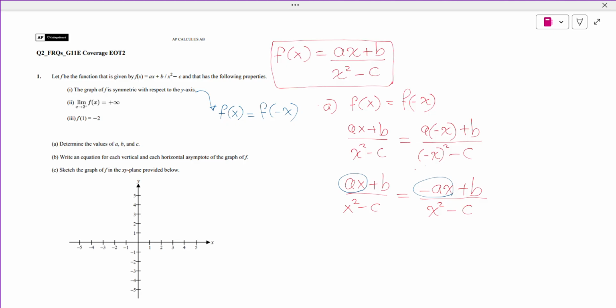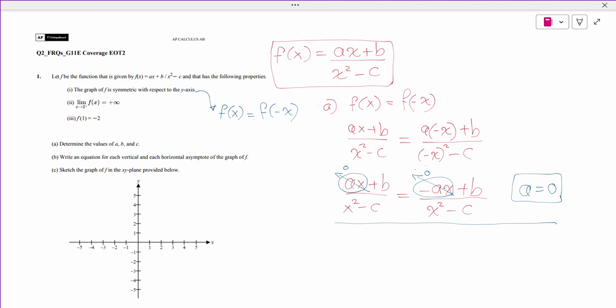So what do we do to make this statement true? This statement must be true, that the left side equals the right side. Well, by cancelling this, 0, 0, right? That leaves us with b over x squared minus c equals b over x squared minus c. How do we make this thing 0? By letting a equal what? 0. A equals 0. This is the first part. A equals 0.